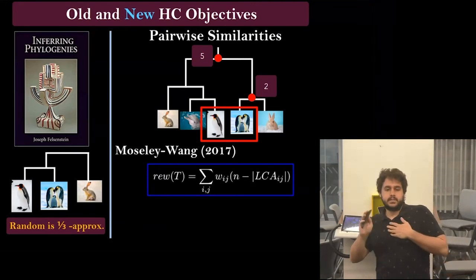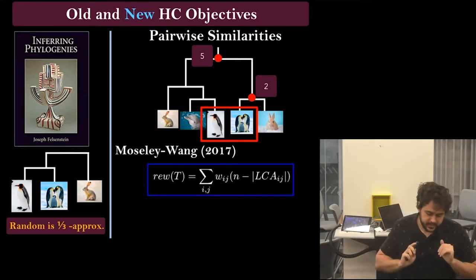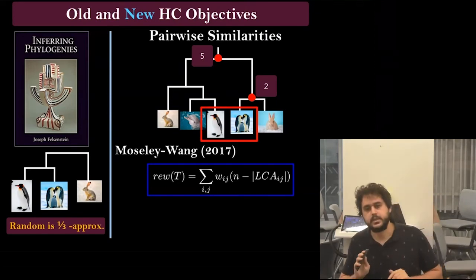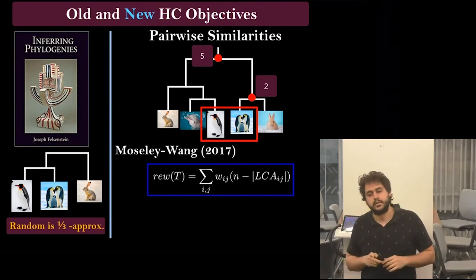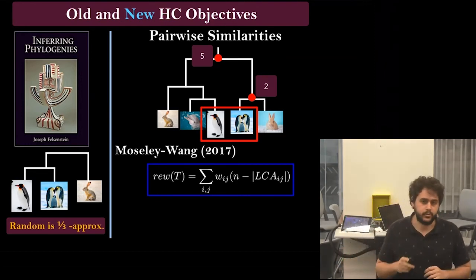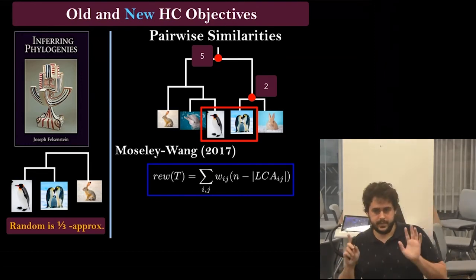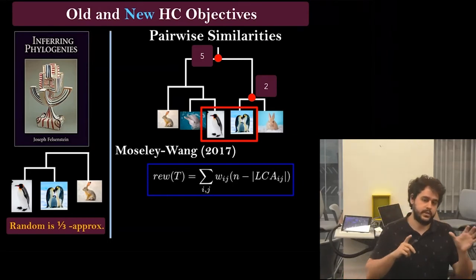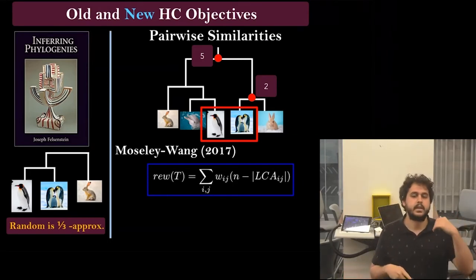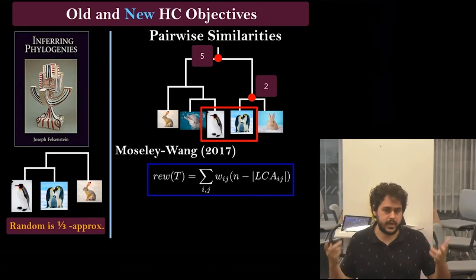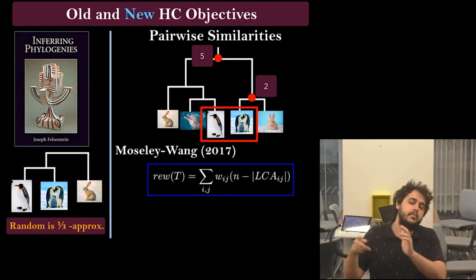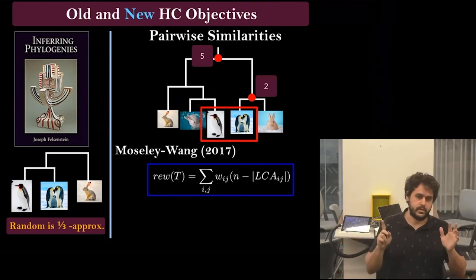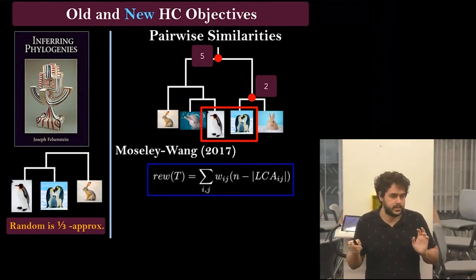And today, because some of the deductions become easier, I want to tell you about the complement of Dasgupta's cost, which was shortly after defined by Moseley and Wang. I didn't do anything too crazy here. Instead of thinking of the cost of the tree, I'm thinking of the reward of the tree and trying to maximize it. And this is just the summation of w_ij times (n minus the size of the lowest common ancestor). So I just flip the objective and we try to maximize.